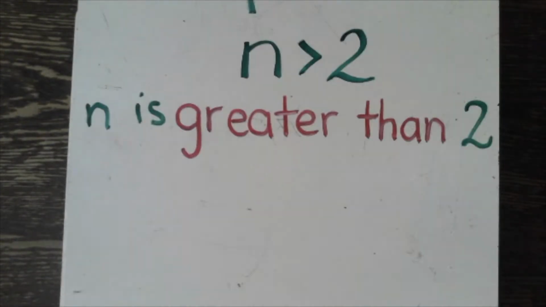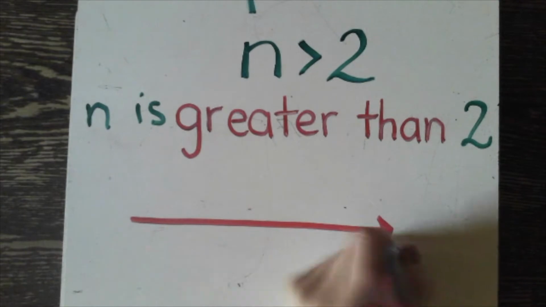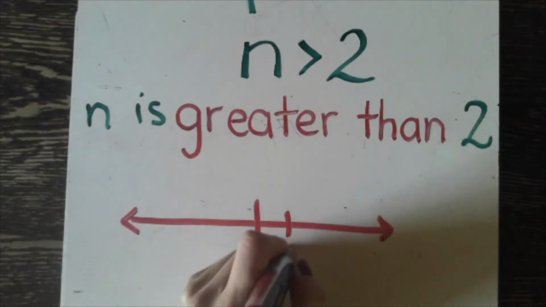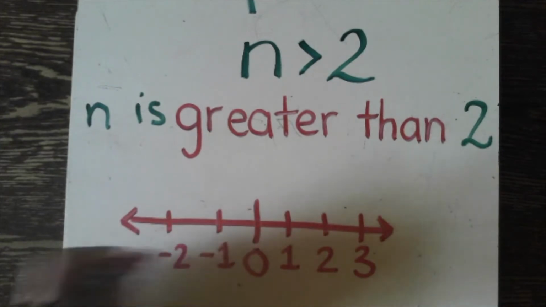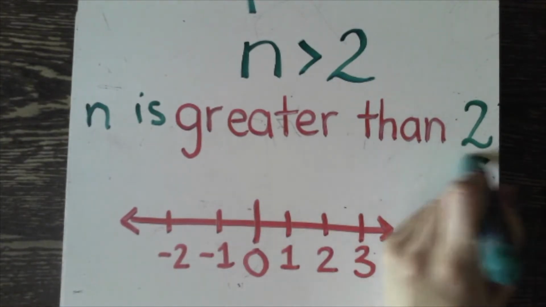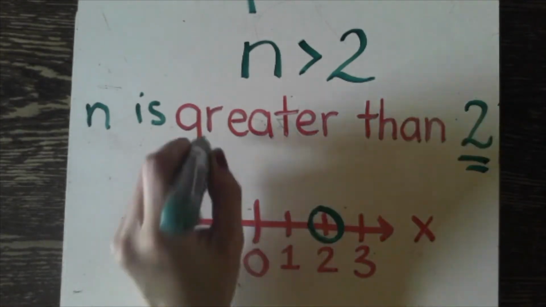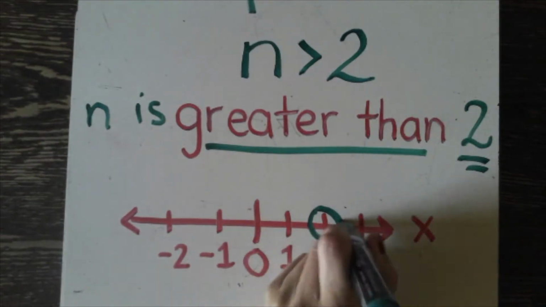And to make the number line, we have 0 in the center with positive numbers to the right and negative numbers to the left. We are going to put a circle at the number 2 and leave it open since it is greater than. And our arrow is going right to follow the sign.